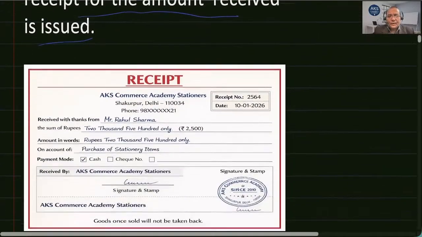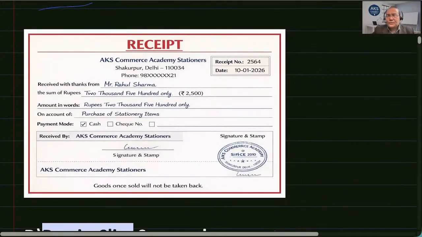Now let us see what the details are in the receipt. So, received with thanks from Rahul Sharma, sum of rupees this much, with the amount in words as well. It's a normal practice to enter the amount in words as well.